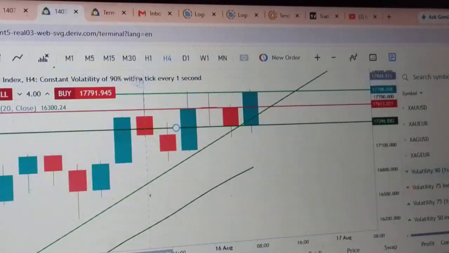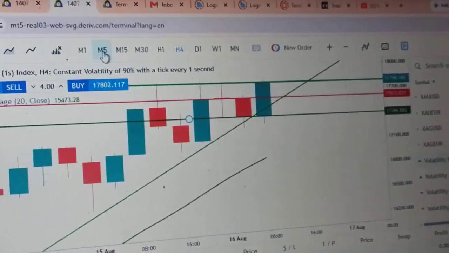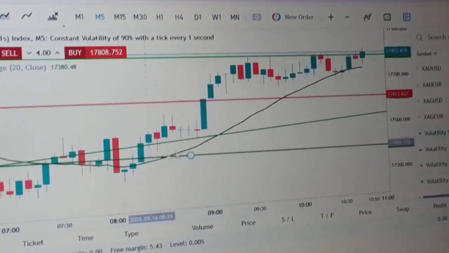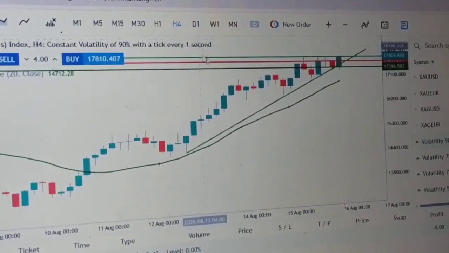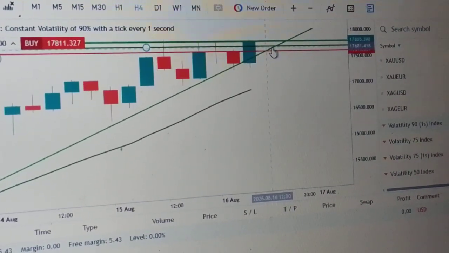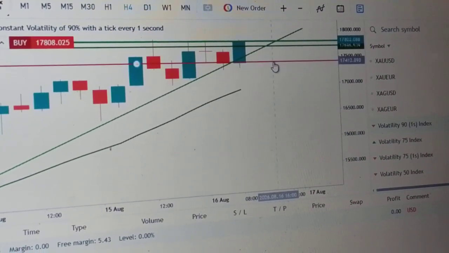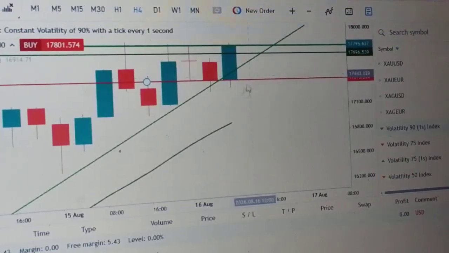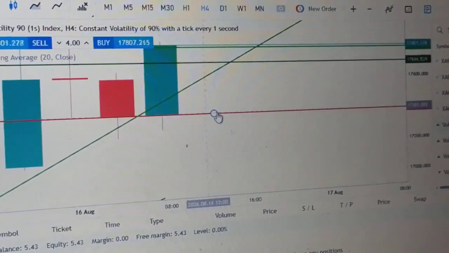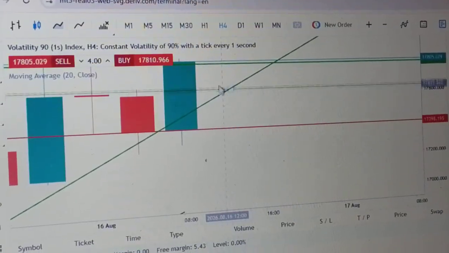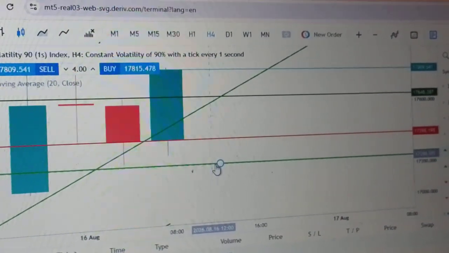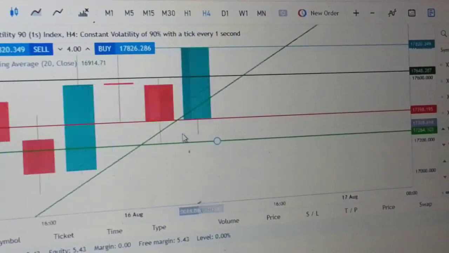For you to enter the market, you have to go to the 5-minute time frame. You see, like here I have already marked my levels. This is my level for the previous 4-hour candle. It was a red candle. This is where the close was. Let me use the red horizontal line. This was the close of the 4-hour candle. This was the high. This was the highest point, and this was the lowest point.